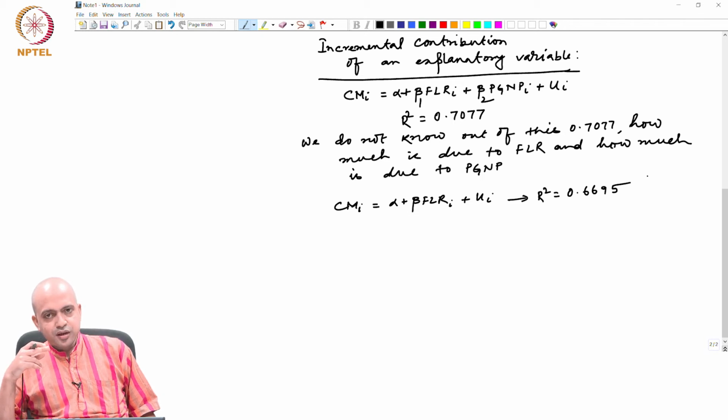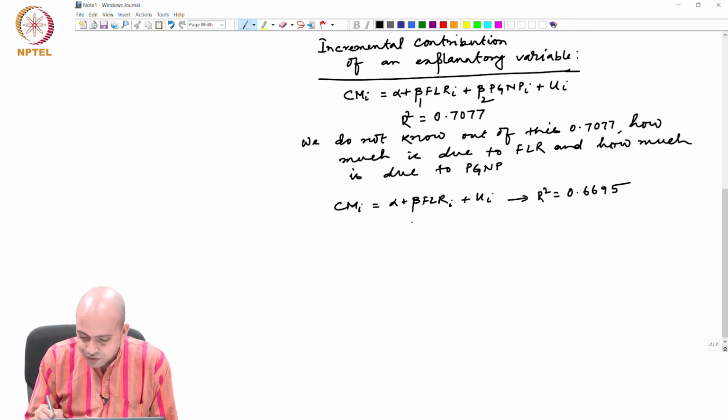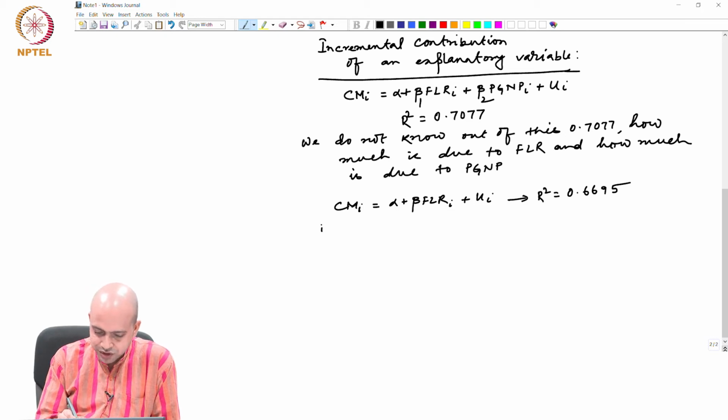And whether that incremental change in explanatory variable is more than the cost we incur. What is the cost? Cost in terms of lower degrees of freedom. So, the question I am trying to understand, knowing that FLR is already there in the model, should we include PGNP also? This is the question.